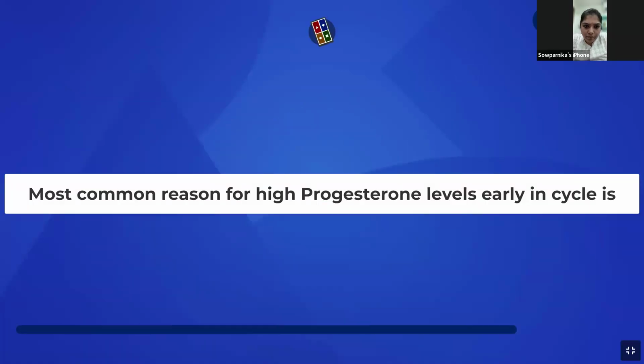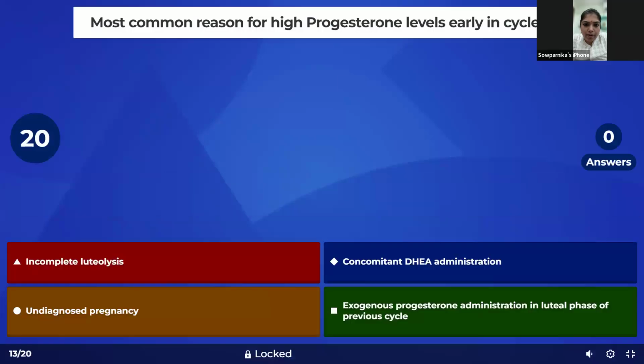Question number 13. Most common reason for high progesterone levels early in the cycle: incomplete luteolysis, concomitant DHEA administration, undiagnosed pregnancy, exogenous progesterone administration in luteal phase of previous cycle.